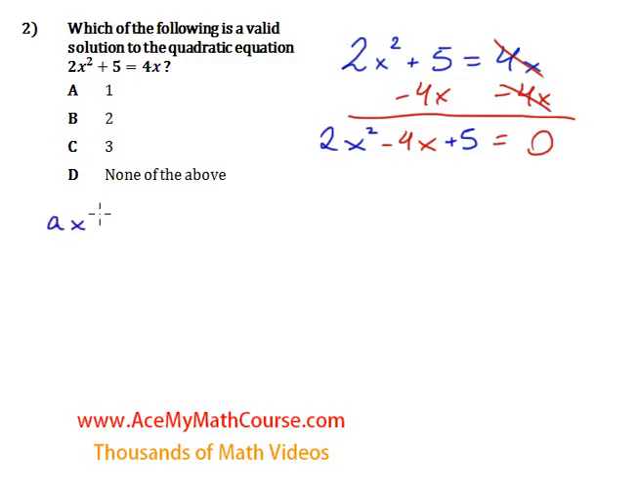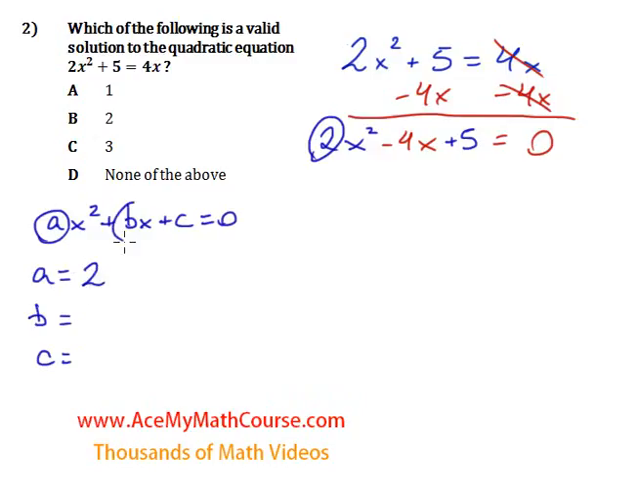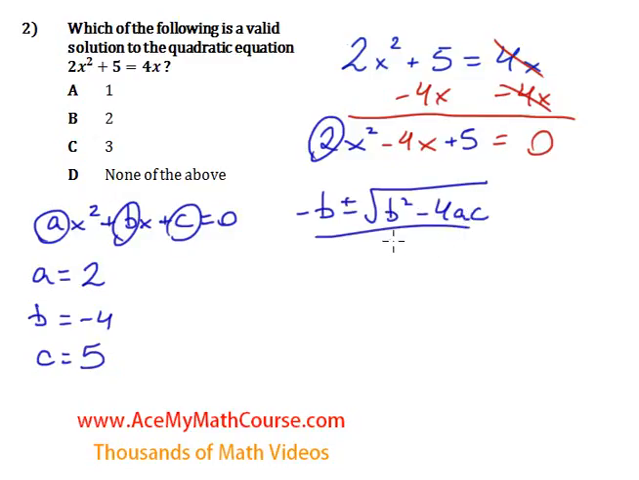So for ax squared plus bx plus c equals 0, let's first identify a, b, and c. So a will be 2. b will be negative 4. Maybe I won't make these circles around the numbers. And c is just 5. Okay, and the quadratic formula is negative b plus or minus square root of b squared minus 4ac all over 2a.